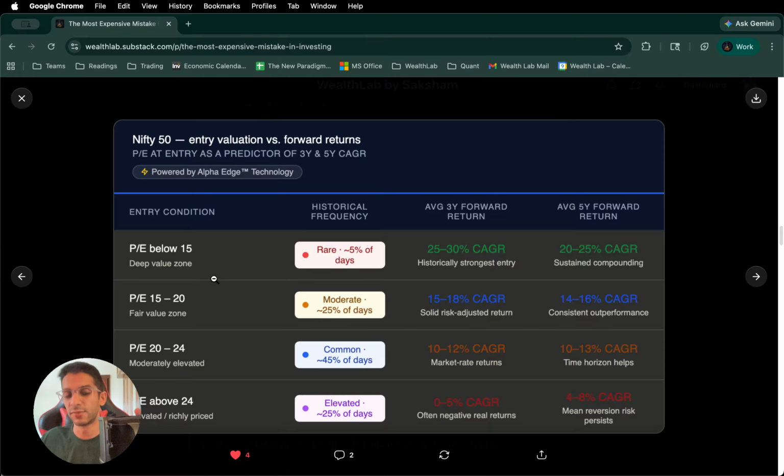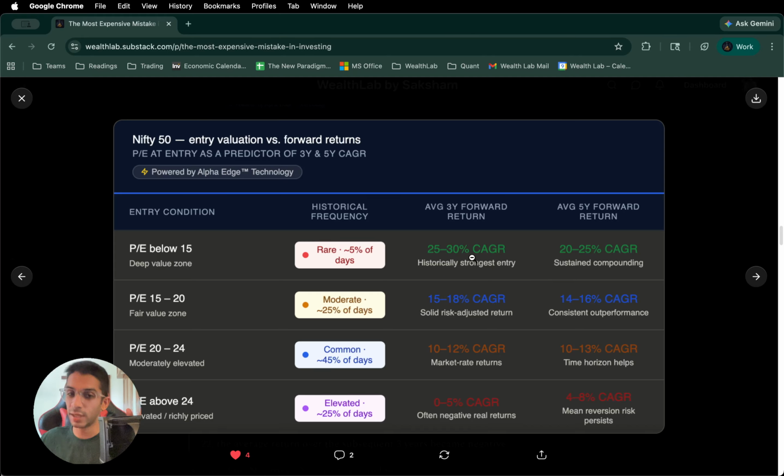Whenever someone has invested below a PE of 15, the average 3-year returns, just from investing, not even trading, have been 30%. But this is a very rare situation. At a PE of 15 to 20, which is 25% of the times, the average is 15 to 18%, and so on and so forth. So the lower you go, the better you get by not doing anything.